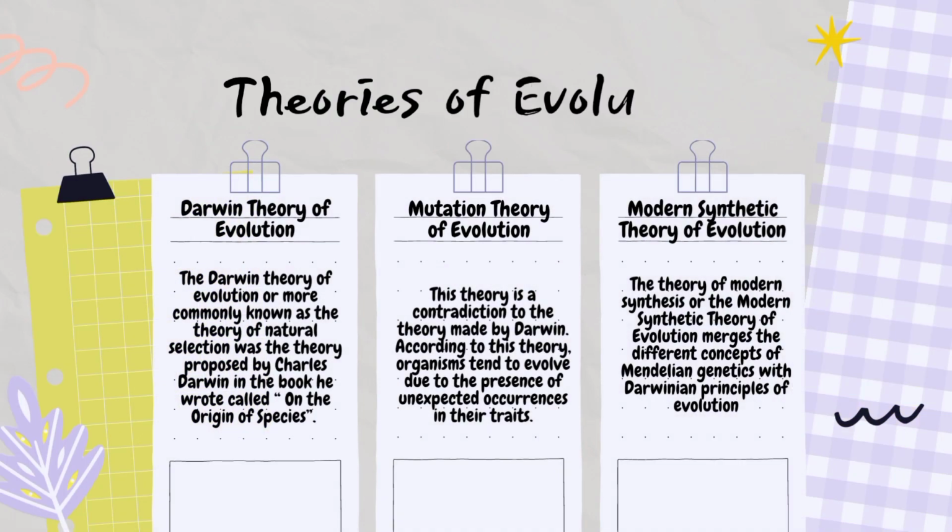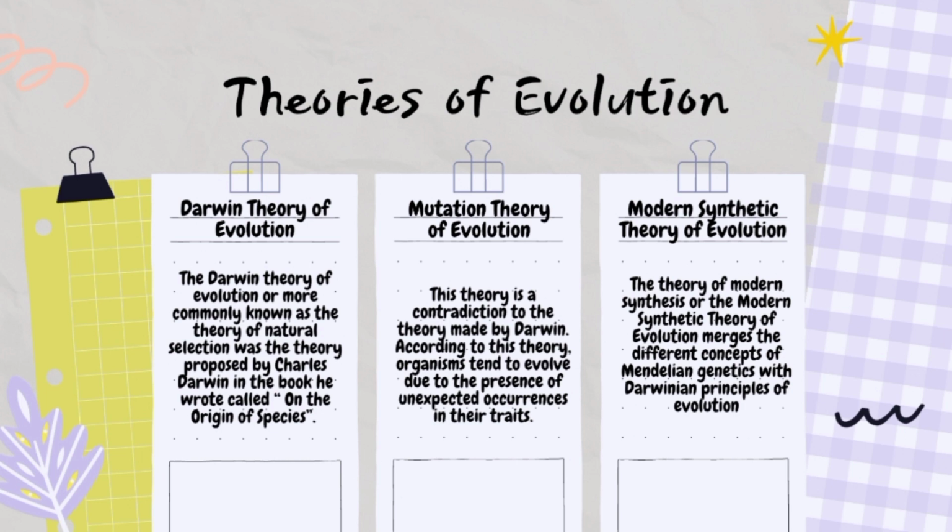Now let's take a look at the theories of evolution. The first theory of evolution that we have is the Darwin theory of evolution. The Darwin theory of evolution, or more commonly known as the theory of natural selection, was the theory proposed by Charles Darwin in the book he wrote called On the Origin of Species.